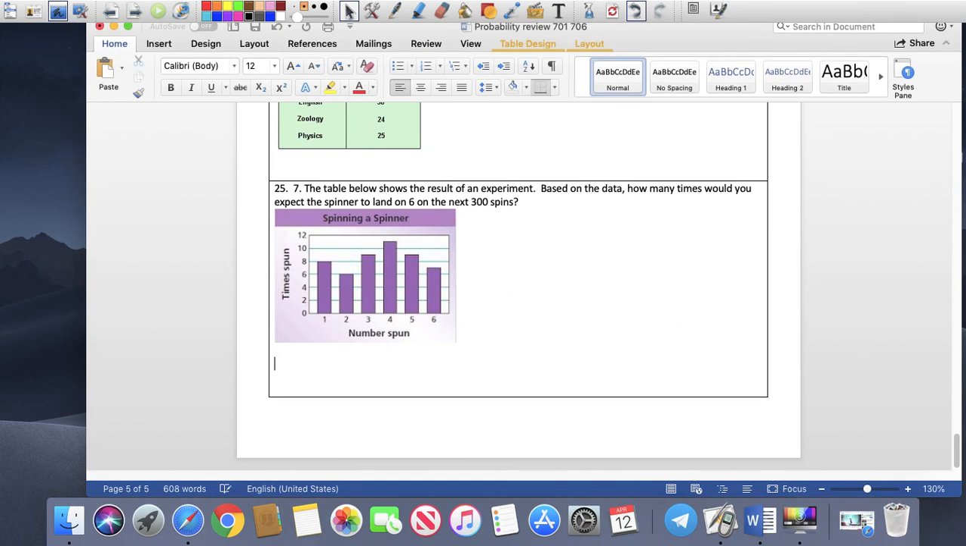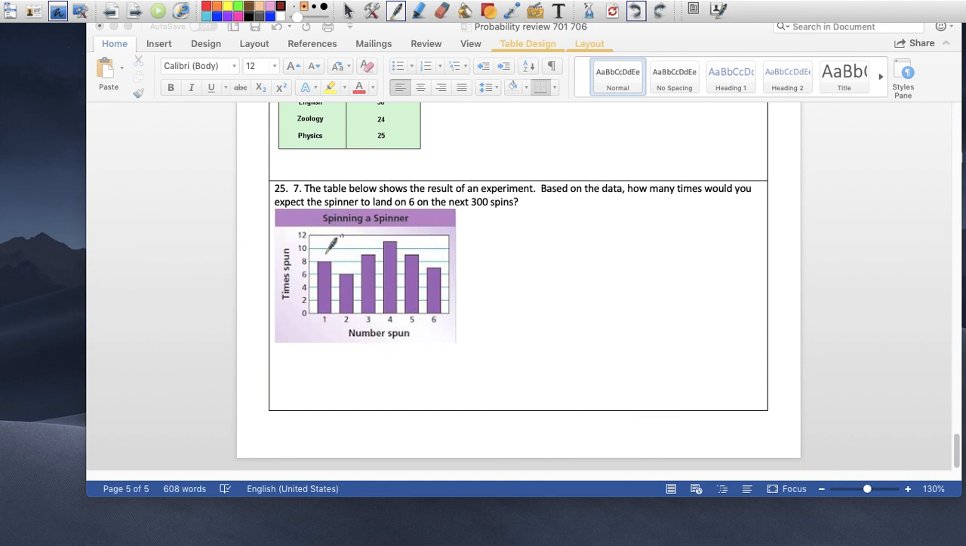So again, here's my experiment. I went and spun a spinner, and the spinner had 6 sides: 1, 2, 3, 4, 5, 6. And then it landed on 1 how many times? 8 times. It landed on 2 6 times, on 3 9 times, on 4 11 times, on 5 9 times, and it landed on 6 7 times. So I know all that.